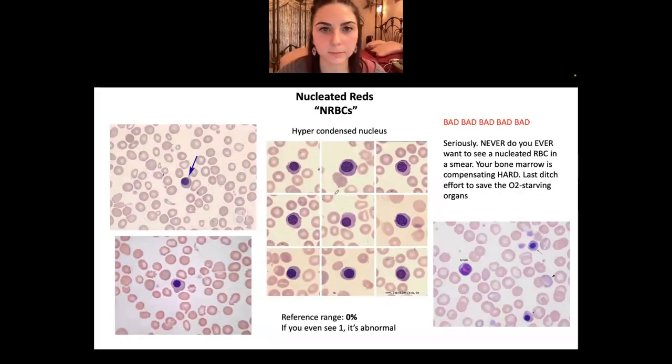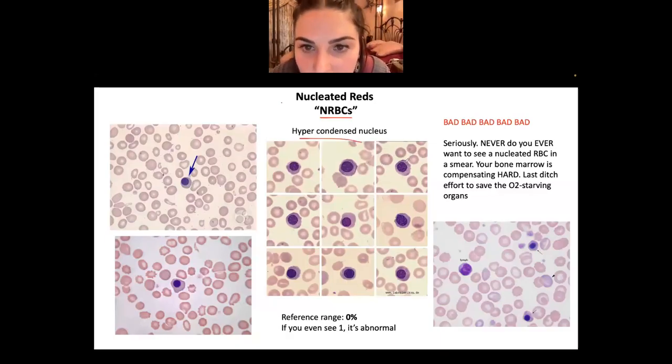Okay, so these are nucleated red blood cells. I personally think these look very tricky to identify versus plasma cells. I think they look very similar to plasma cells. They even stain like, they even look like the same color. So I think these are really, really hard. But another name for these is NRBCs. The way you can differentiate these from the plasma cell is the very hypercondensed nucleus.